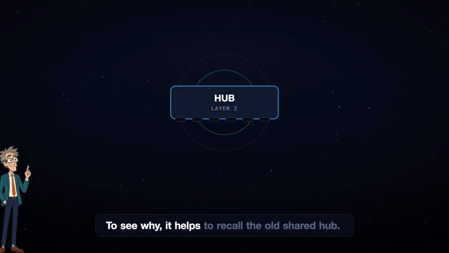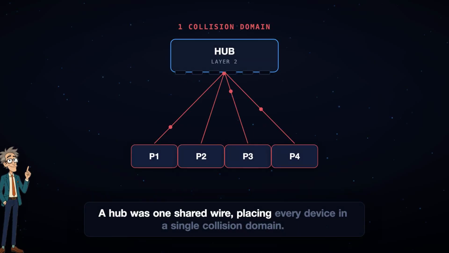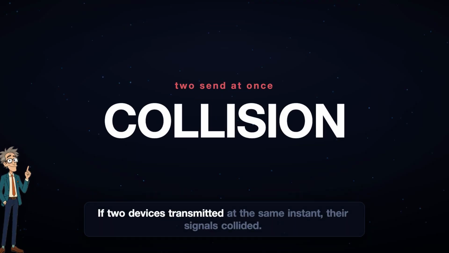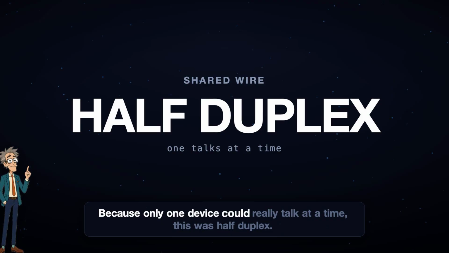To see why, it helps to recall the old shared hub. A hub was one shared wire, placing every device in a single collision domain. If two devices transmitted at the same instant, their signals collided. They had to detect the collision, back off, and retry, a scheme called CSMA/CD. Because only one device could really talk at a time, this was half duplex.